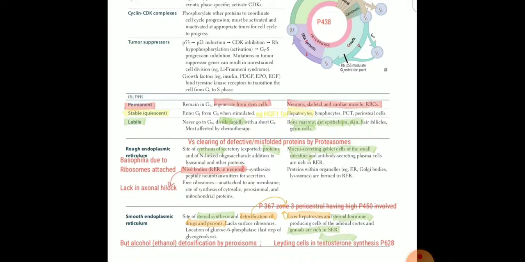First is cell types. You will always get one MCQ, or most of the time you'll get one MCQ from it. There are three cell types based upon cellular division. One is the permanent cell, which regenerates from the stem cells; they do not regenerate from the previous cells present in the pool. They have to be regenerated from their stem cells, and the permanent cells remain in G0 phase. Examples are neurons. They don't divide, they stay permanent.